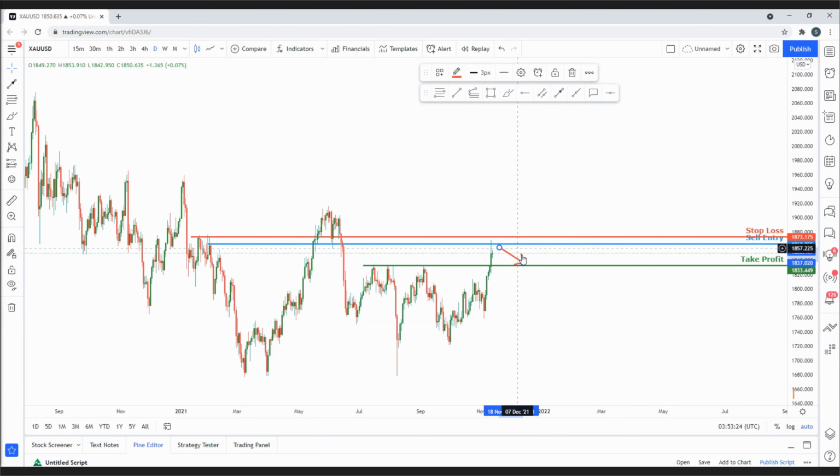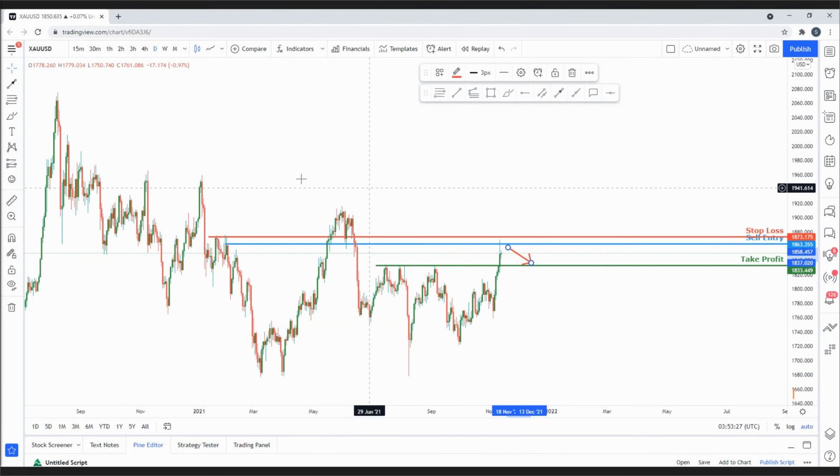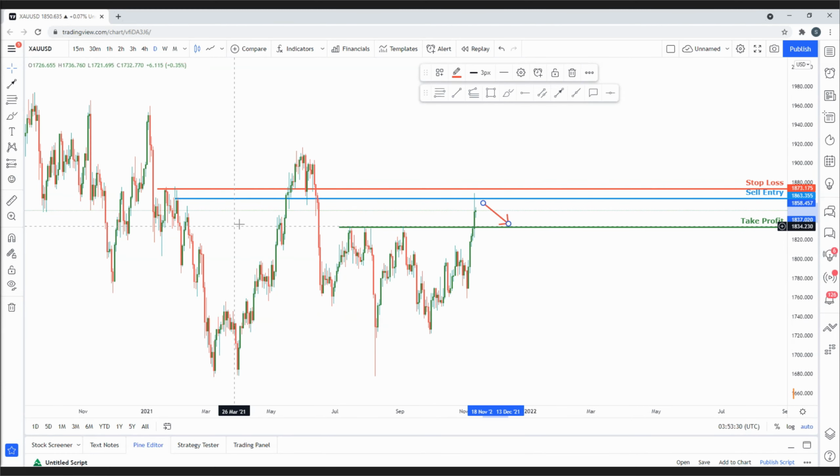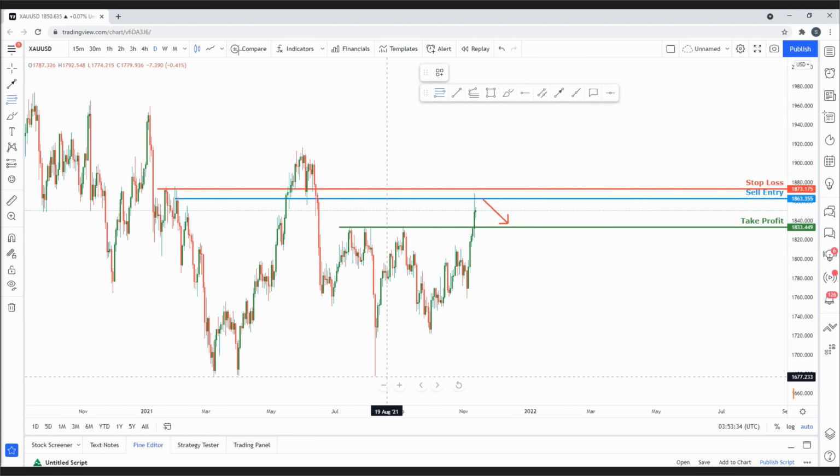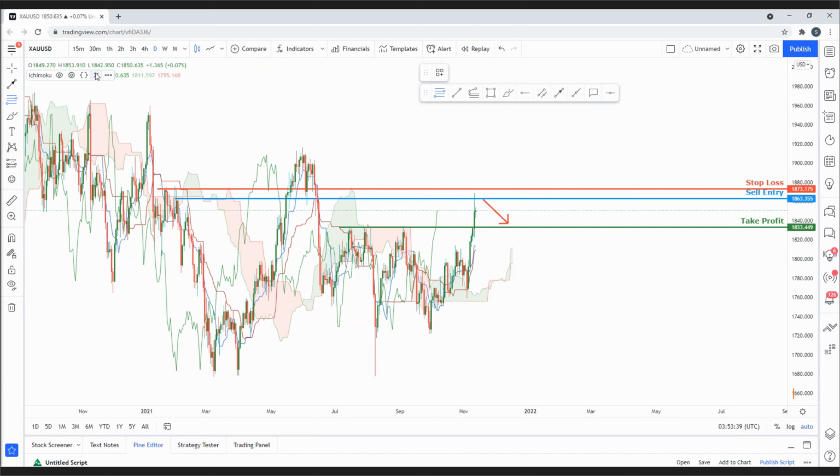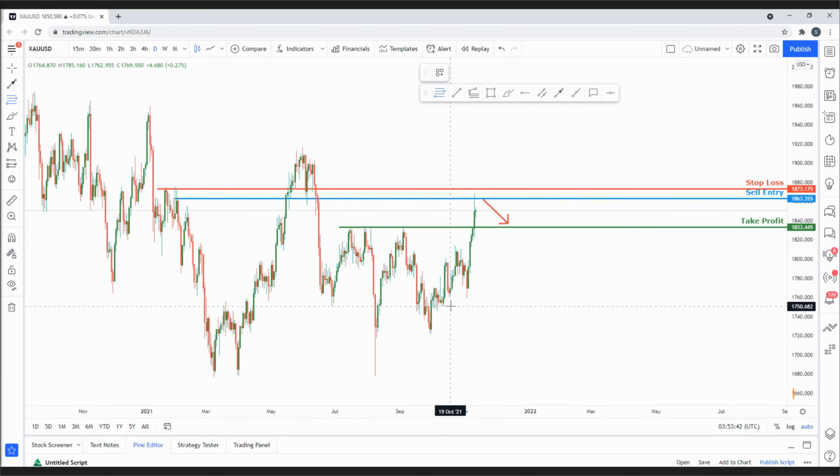So this is a 1 to 3 risk reward ratio. You can try this. I think it's fine, from the looks of it. Check Ichimoku. It confirms very bullish, I think. Yeah, it's just very bullish right now. We are going against the trend, but we're looking for a retracement.